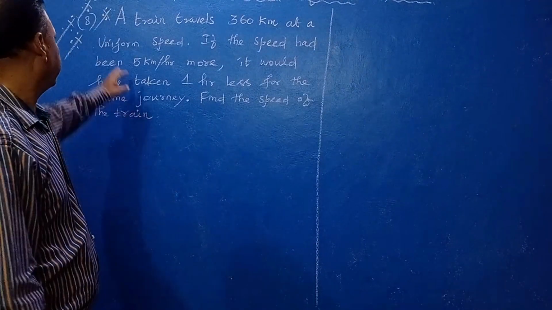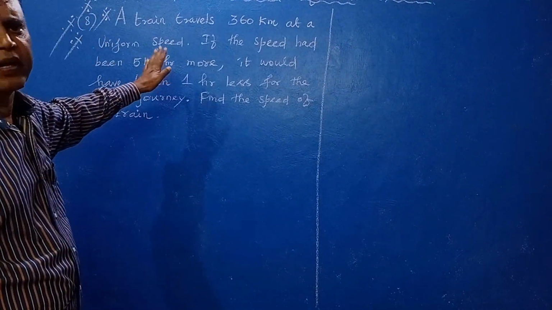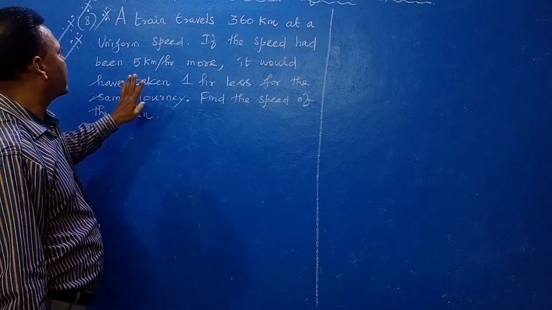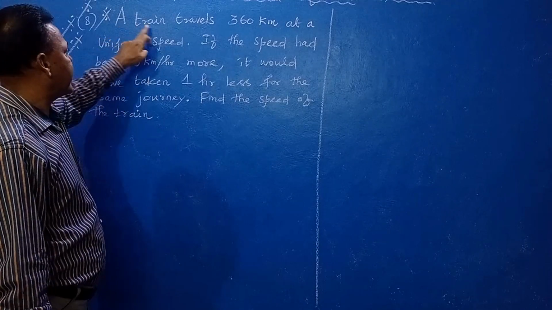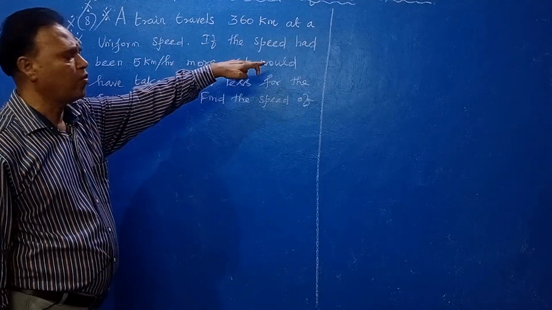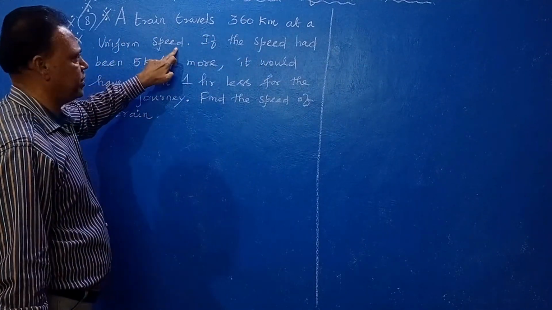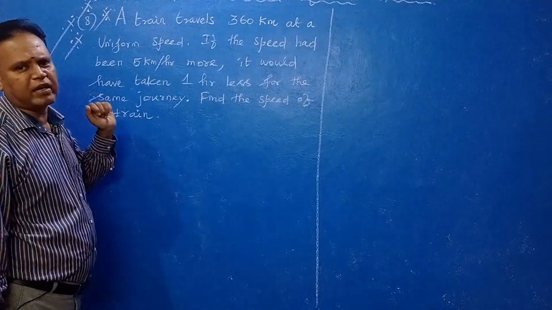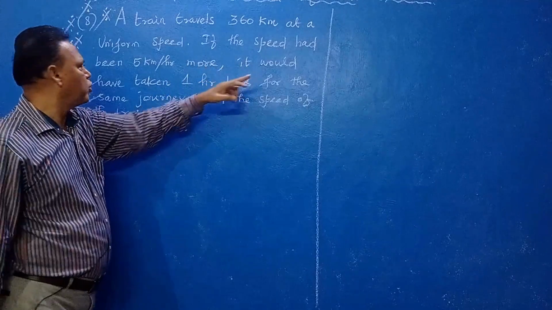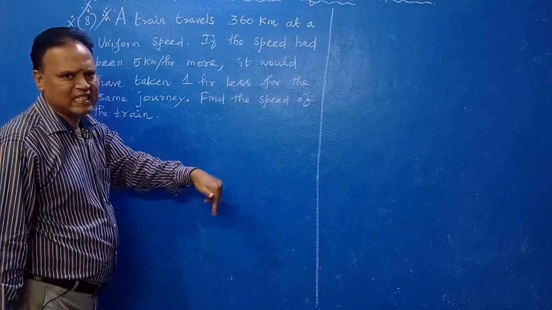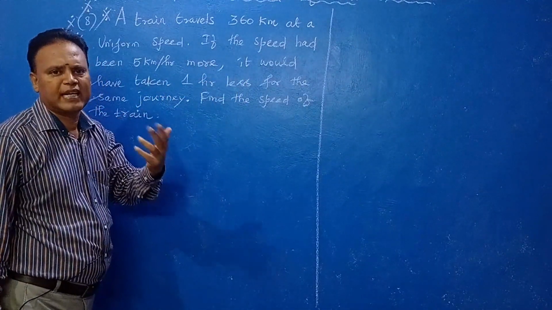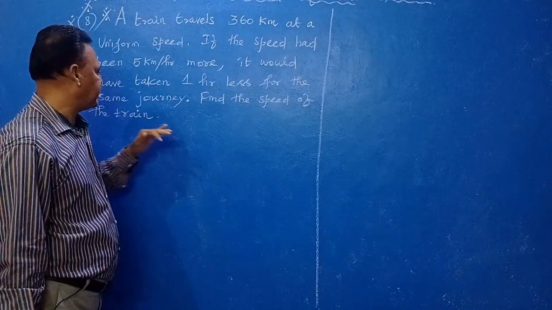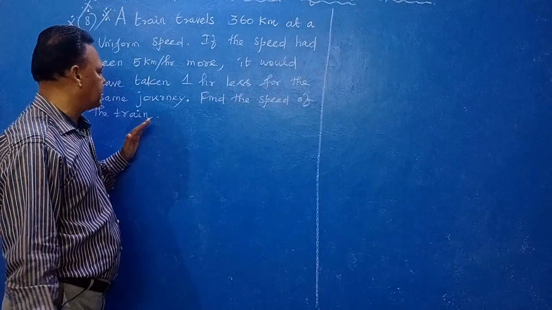The next problem, very important problem, repeated questions. This type is repeated questions. 4 marks, very important. A train travels 360 km at a uniform speed. If the speed had been 5 km per hour more, it would have taken 1 hour less, because more speed means less time. 1 hour less for the same journey. Find the speed of the train. Here the speed of the train is unknown.